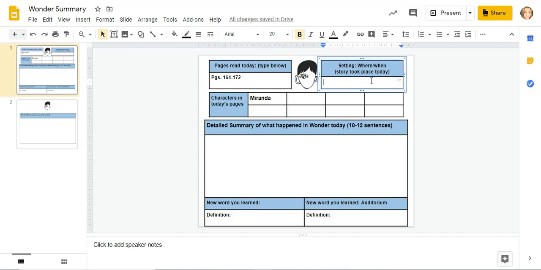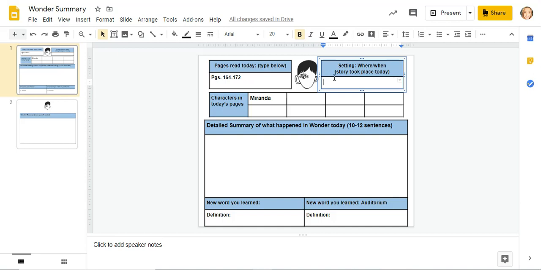Then you're going to type in the setting. That setting, remember, is where and when the story takes place. I don't want to hear about the whole Book of Wonder. I only want to hear the section that we are currently working on. This is like a chapter summary, only we don't exactly call them chapters because we're going by pages and by parts and sections. So just go ahead and put where and when the story took place today from these pages.